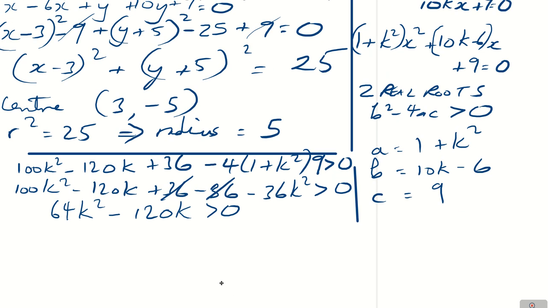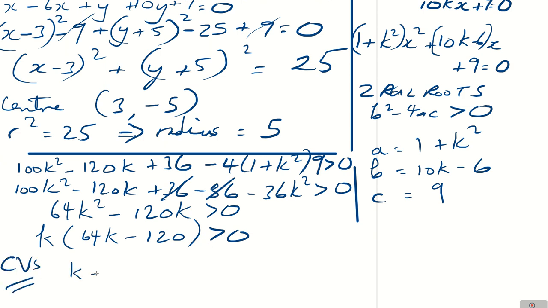Right, now can we simplify this? Well, we can take k out for a start, can't we? Take the k out and we're going to get k times (64k minus 120) is greater than 0. So basically critical values are going to be k equals 0 or k equals 120 over 64, which is 15 over 8.